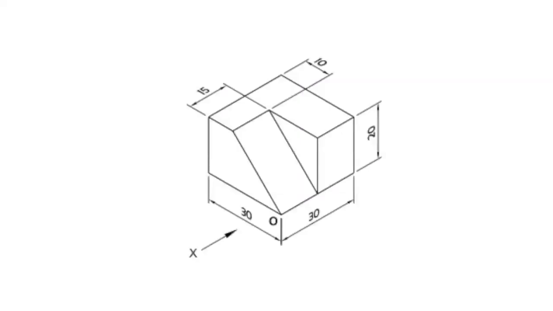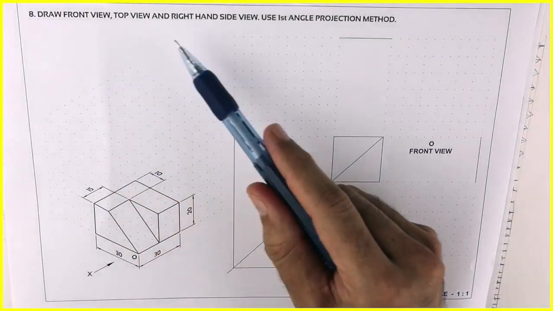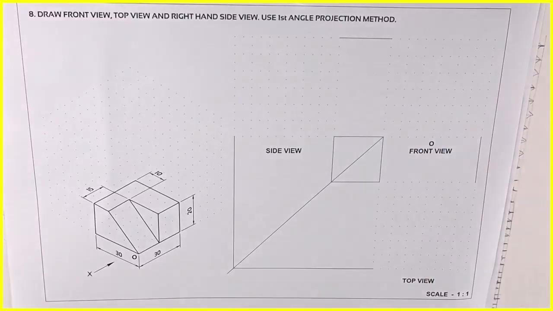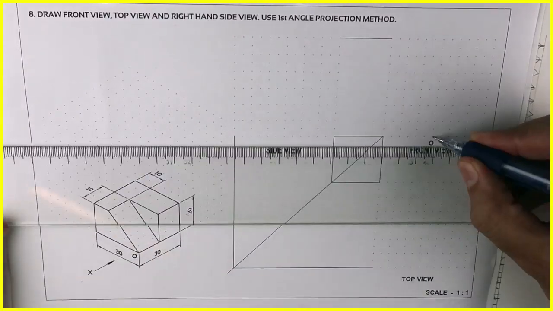Welcome to Technical Drawing. Today we'll see how to draw front view, top view and right hand side view. So as I said, we'll draw front view, top view and right hand side view in first angle. Observer will see from here. So length, width and height, he has to draw. Length is 30, width is 30 and height is 20.